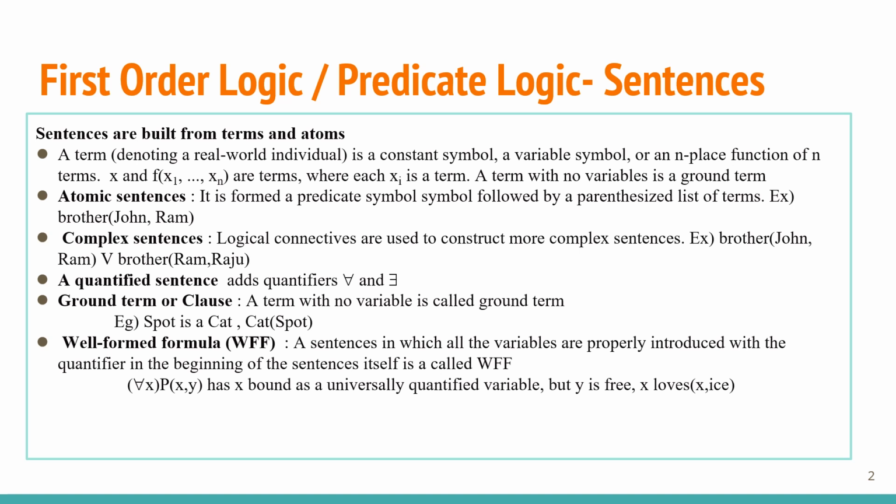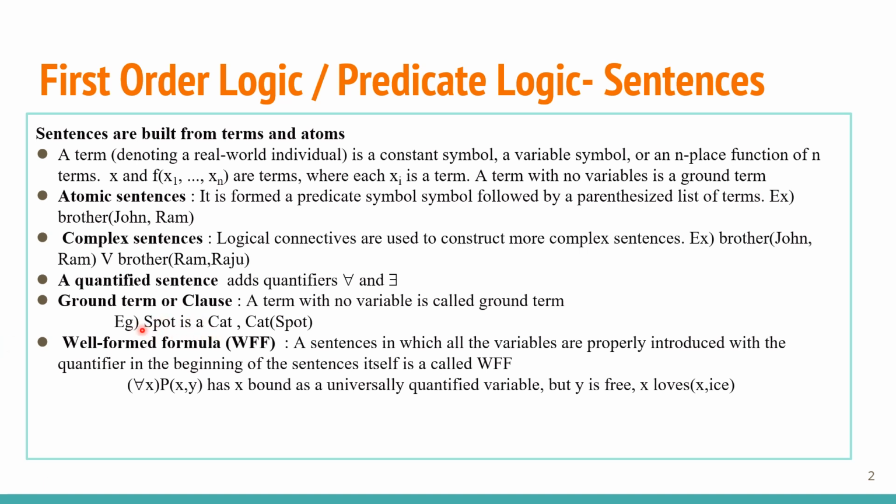There are two types of quantification used in predicate logic. One is for all: to represent all the events or all the objects we can use the for all notation, and to represent a few things we can use the second notation called there exists.